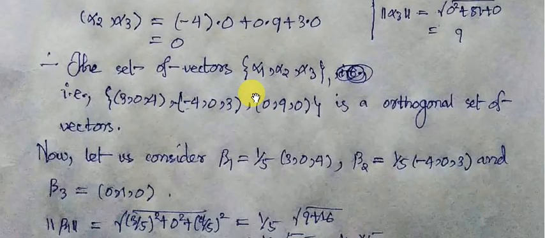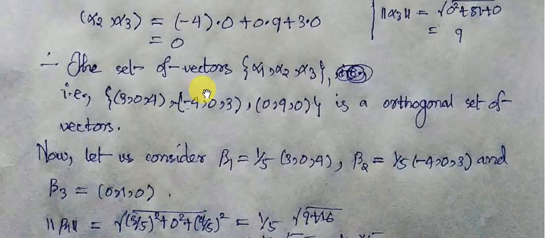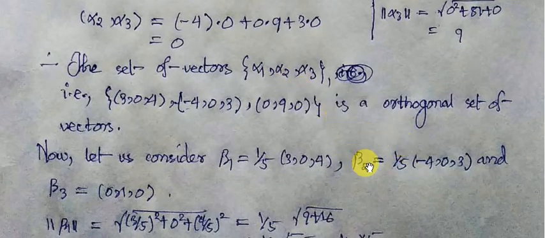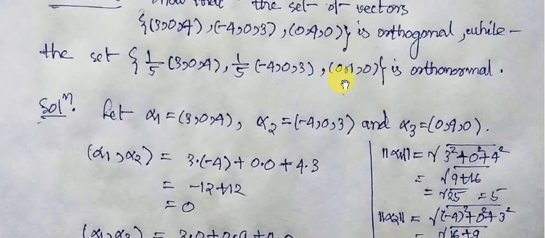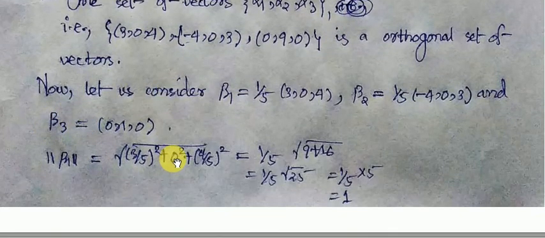Suppose we take the first vector as beta 1, that means beta 1 equal to 1 by 5 (3, 0, 4). The second vector, 1 by 5 (minus 4, 0, 3), we take as the beta 2 vector. And the third member, 0, 1, 0, we take as the beta 3 vector. And now we are calculating the norm of each vector.